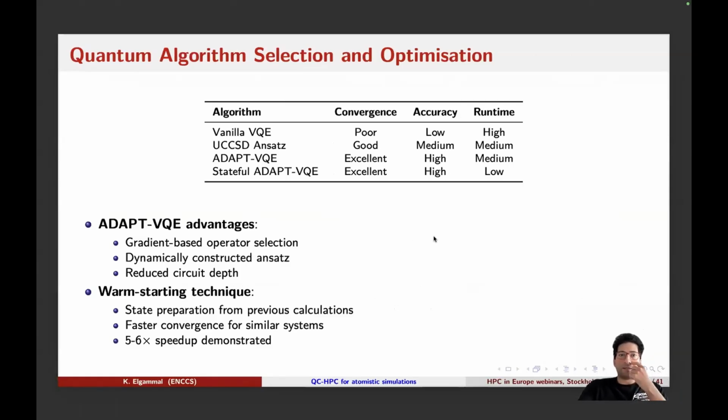Let's go back. So I have done a few calculations using those methods. For example, there's this adaptive VQE, where the convergence is excellent, the accuracy is relatively high compared to the vanilla VQE, and the runtime is kind of medium. But there are also other variations, such as stateful adaptive VQE, vanilla VQE and so on. So you need to experiment for your problem.